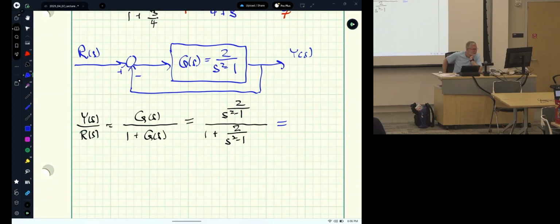Everybody got it? Can you see the polynomial over a polynomial? I multiply the top by s squared minus 1, and I get 2. And I multiply the bottom by s squared minus 1, and I get s squared minus 1 plus 2. And so I get 2 over s squared plus 1.